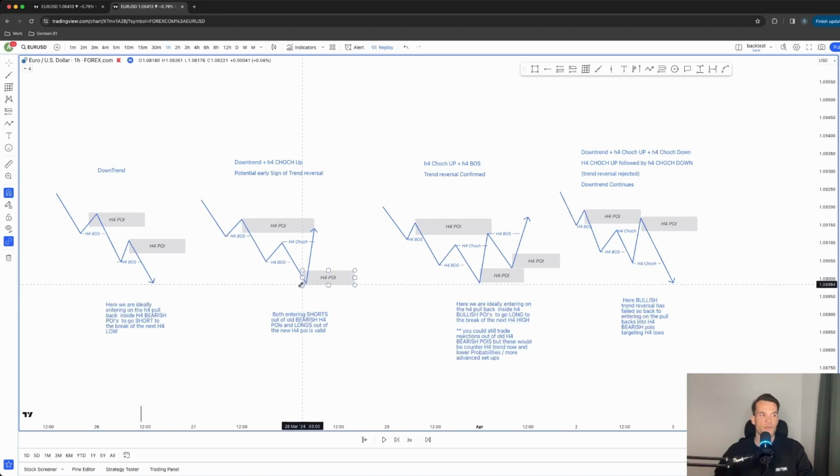So here we get a little bit more complex. We had H4 moving in a downtrend, but what we've done is we created a change of character. A change of character occurs when the last high that led to an H4 BOS, break of structure, is broken with a body close on the H4.